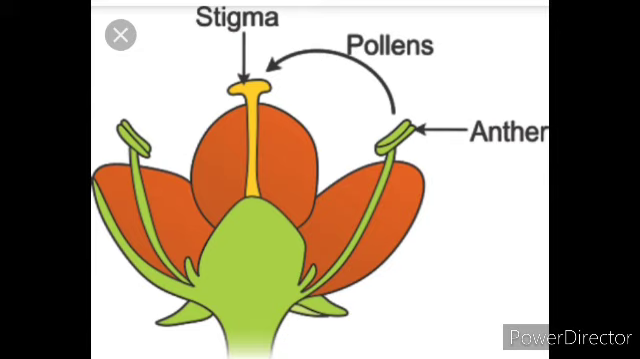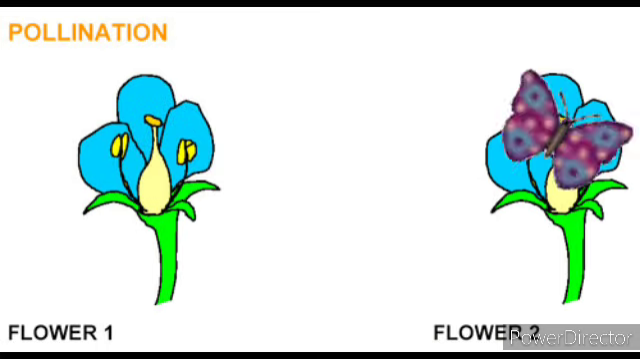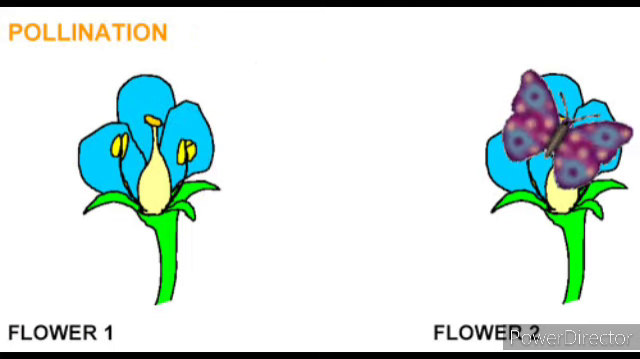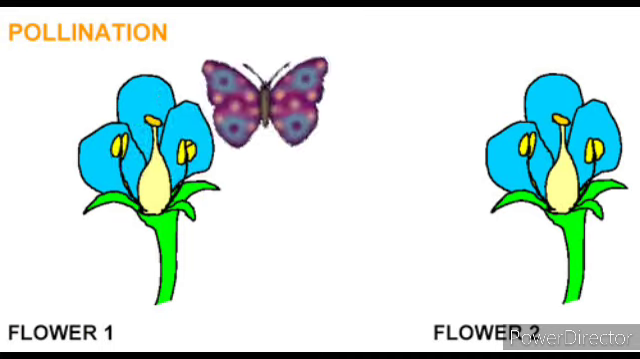Pollination is the transfer of pollen grains from the anthers to the stigma of the flower. There are two types of pollination. Self-pollination, that is, the pollination which occurs within a single flower or between flowers of the same plant. Second type, cross-pollination. It occurs between flowers on different plants of the same kind. And we also studied about the agents of pollination like insects, water and wind.